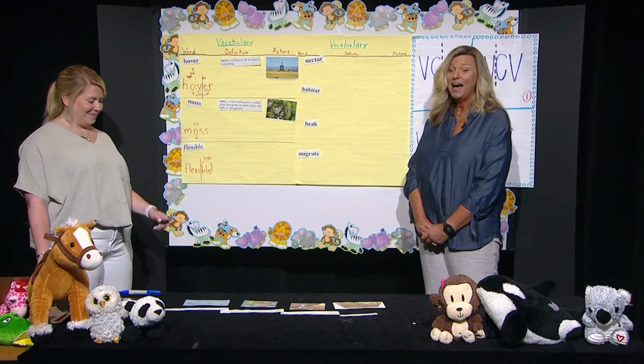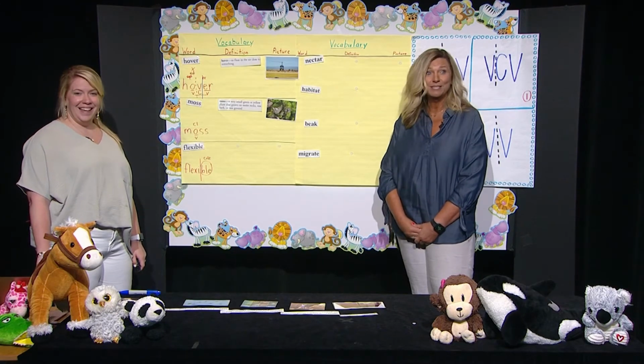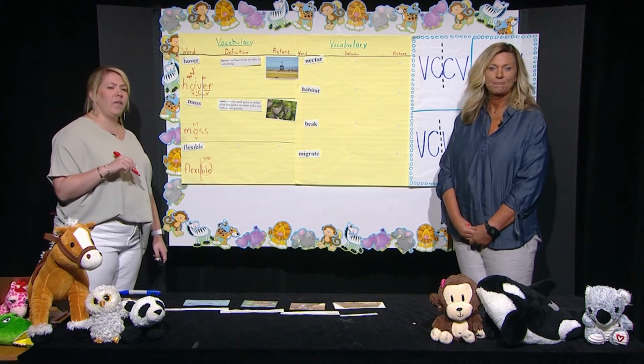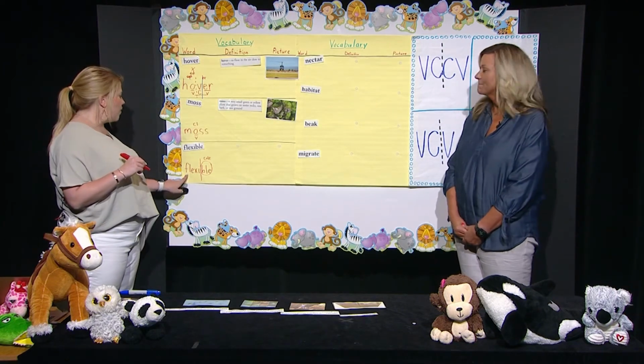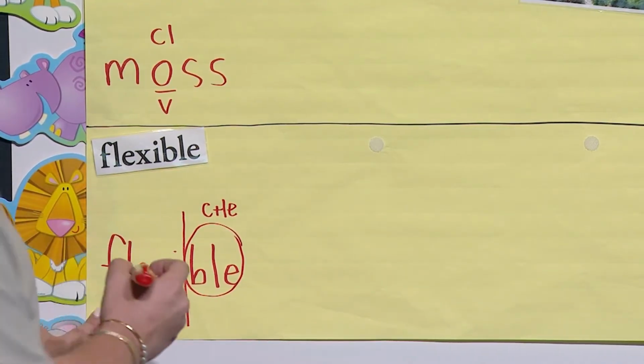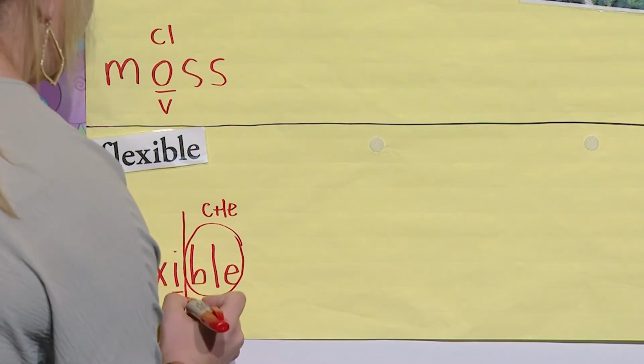Okay, Miss Chelsea, I know what we can do next. We can identify the vowels that we see. All right, we absolutely can. Boys and girls, what vowels do you see in the rest of our word right here? Good. I see vowels E and I as well. I'll label those with a V.